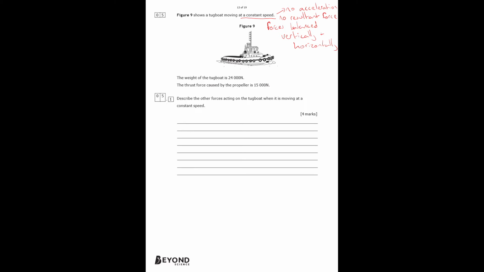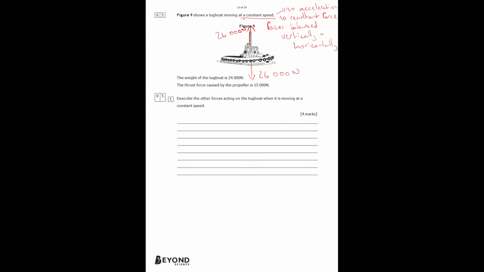So 5.1, the question asks us, describe the other forces acting on the tugboat when it is moving at a constant speed. Well, I've just started to go at what I'm thinking about here, so maybe I could just mark these forces on. The weight of the tugboat is 24,000 newtons. Now, our tugboat is not moving up or down. In fact, it is stationary, vertically speaking. Therefore, the force up on it must also be 24,000 newtons. It must be equal to the force down.